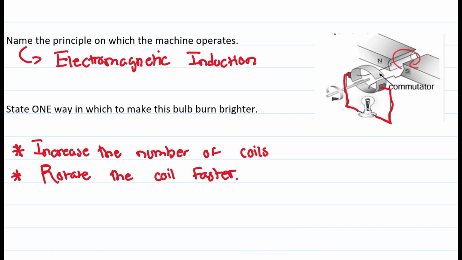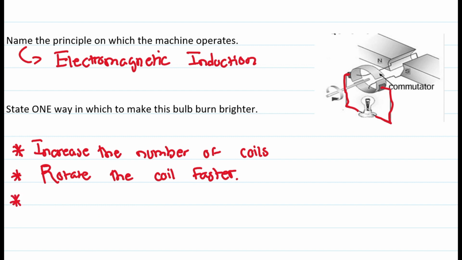We also have another way in which we can make the bulb burn brighter, which is to increase the strength of the magnetic field. So these magnets should be stronger. When we use stronger magnets, we will have a stronger magnetic field, therefore increasing the current that runs through that coil. Then the bulb will burn brighter.